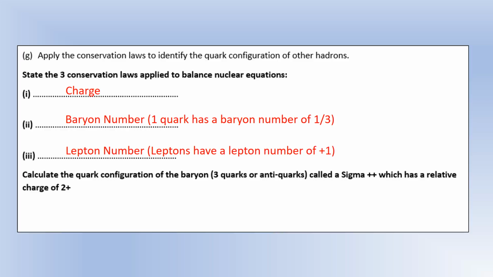So you can see that if a particle is a baryon, it's going to have a baryon number of 1 because it's made of 3 quarks. And it would have a lepton number of 0 because it's not a lepton, it's a type of hadron.